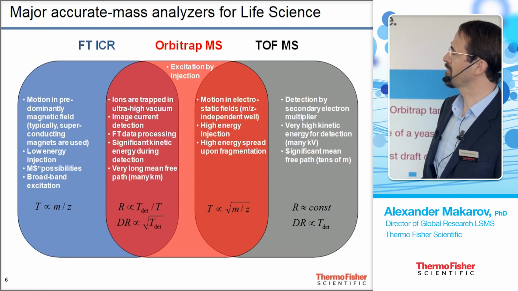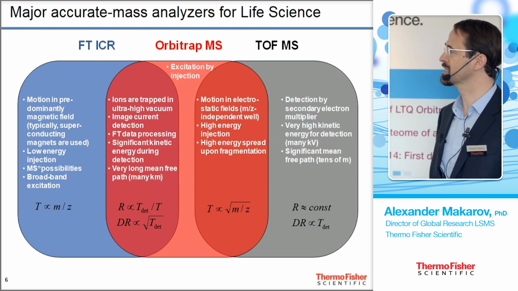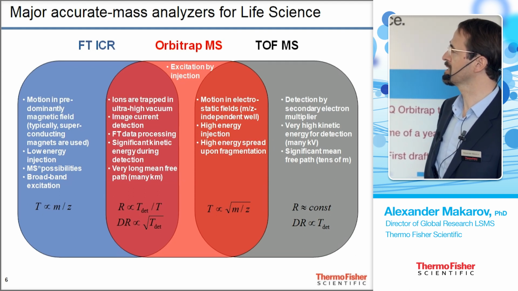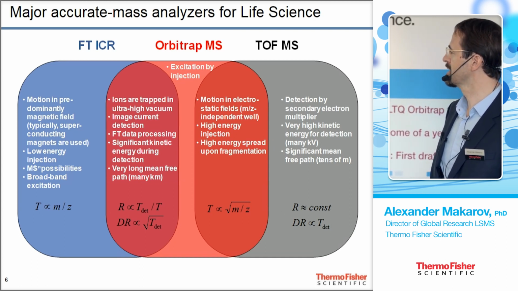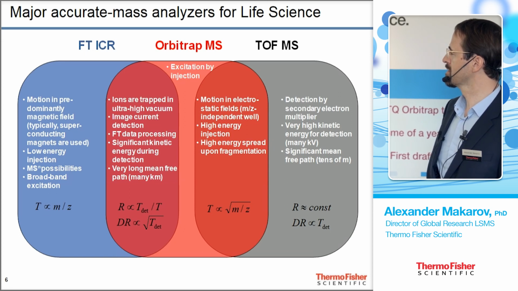In the same way as in time of flight, Orbitrap utilizes motion in electrostatic fields, which provides potential independent of the mass-to-charge ratio. It utilizes high-energy injection, and if fragmentation takes place, then the energy spread is extremely high. Because of this commonality, we have a period of oscillations dependent not on mass-to-charge ratio like in FTICR, but on its square root, which provides a flatter dependence of resolution on mass. In time of flight, resolution is constant as opposed to the Orbitrap, but the drawback is that if you have a short acquisition time, then your dynamic range is also reduced proportionally.